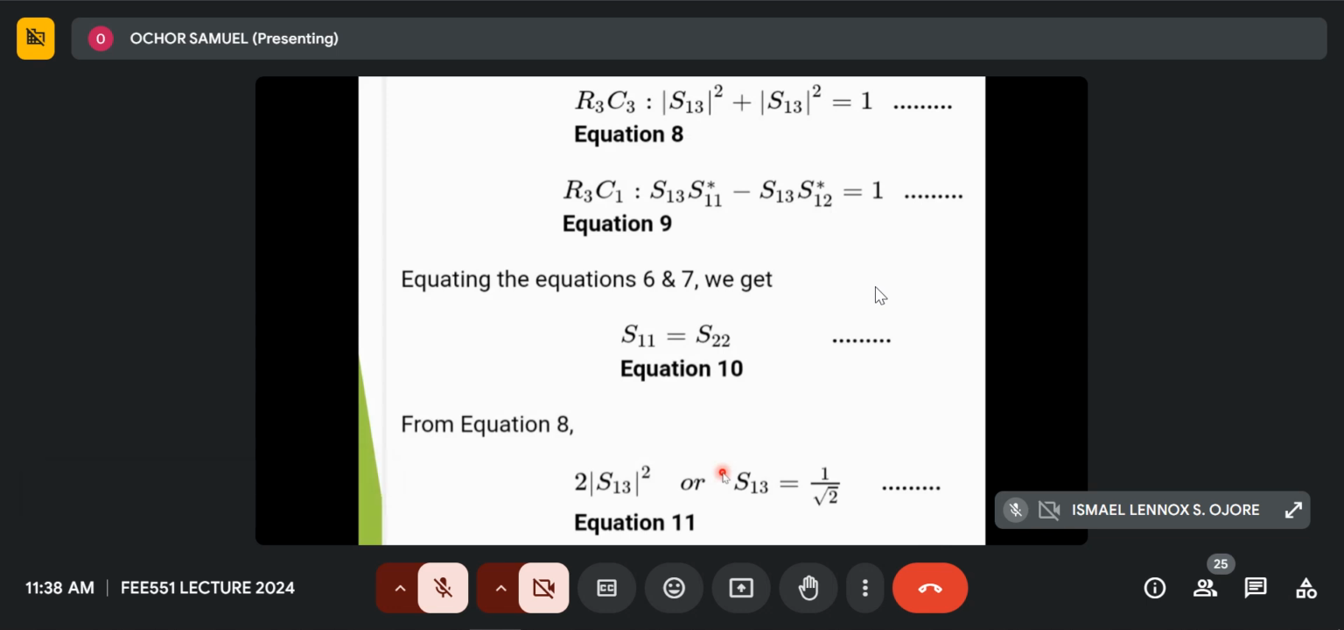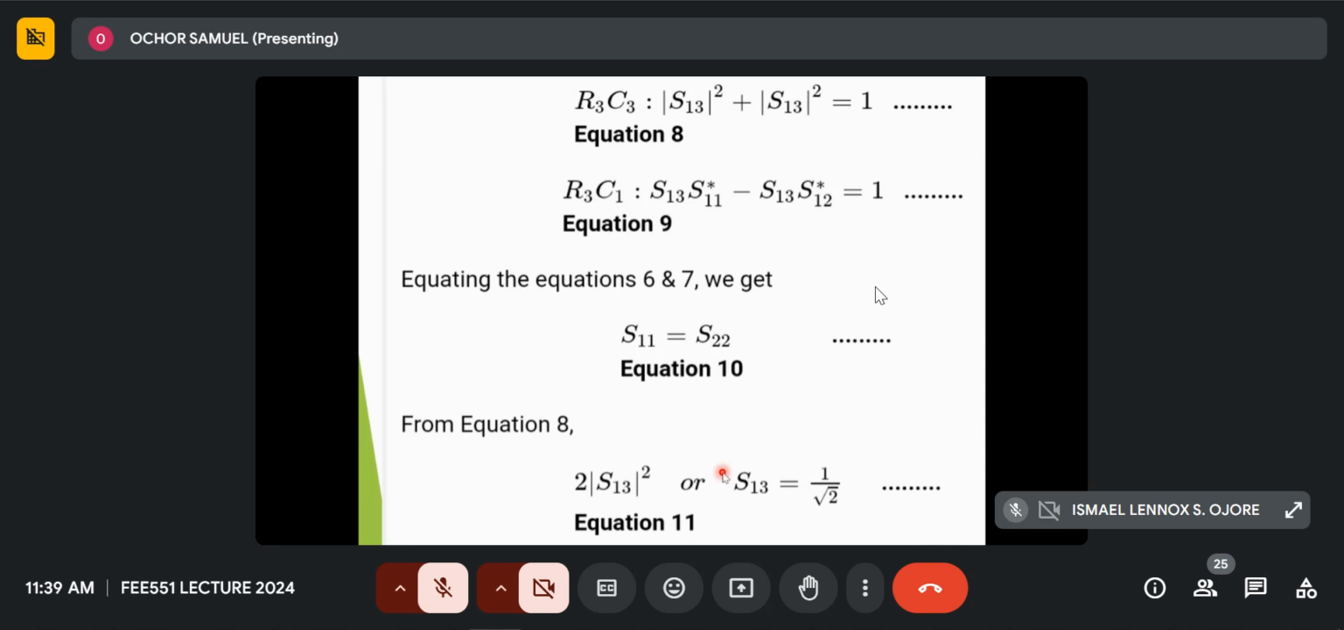Then after multiplying all the rows and the columns, we can still multiply row 3, column 1 because we want to get the exact value, the exact number for those elements. So we can get equation 9 as S13 multiplied by its complex conjugate equals 1.